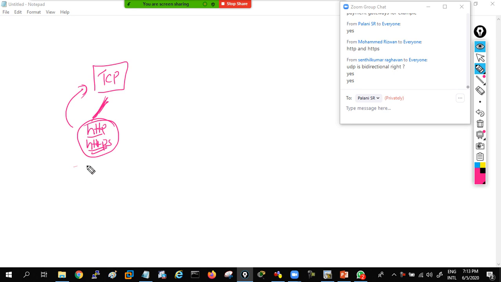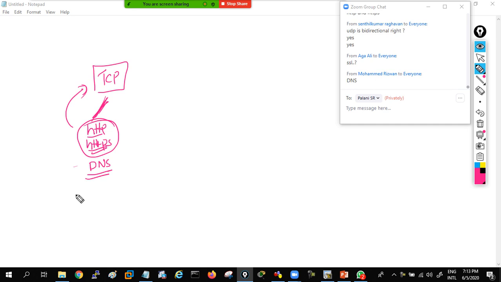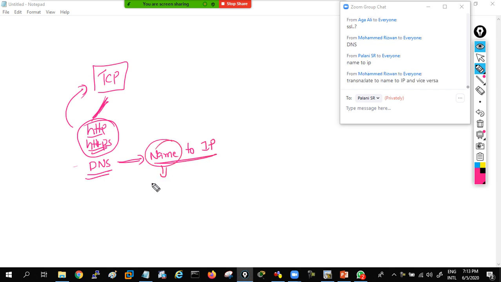Don't Google it. There is one more protocol called DNS, right? HTTPS is SSL, Mr. Ali. HTTPS and SSL are the same. Yeah, DNS is very important. What is the purpose of the DNS protocol, guys? What it does is translate your name to an IP address. You are typing www.google.com, right? google.com is the name, but your communication is IP to IP. Then DNS is going to translate google.com, the name, to an IP address.